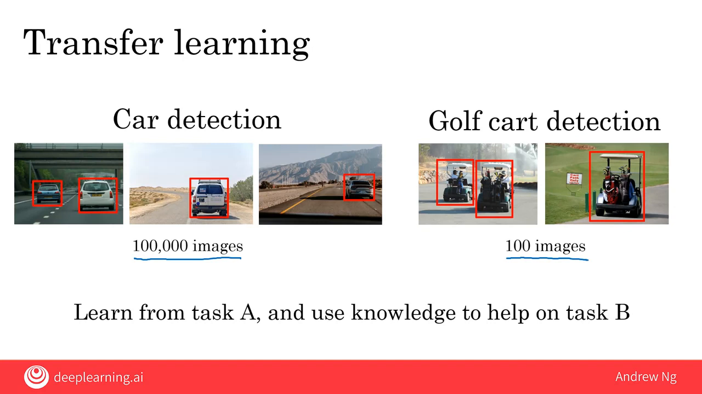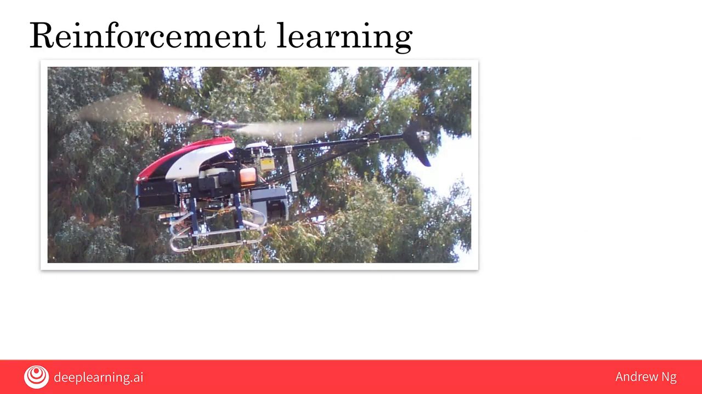Transfer learning doesn't get a lot of press, but it is one of the very valuable techniques in AI today. And for example, many computer vision systems are built using transfer learning, and this makes a big difference to their performance. You may also have heard of a technique called reinforcement learning.